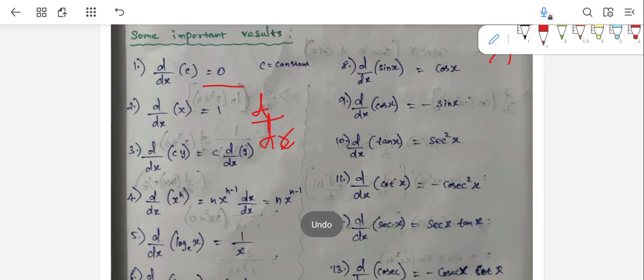This is the first one. So d by dx of c, meaning any constant value, it is 0. It's going to be 0.